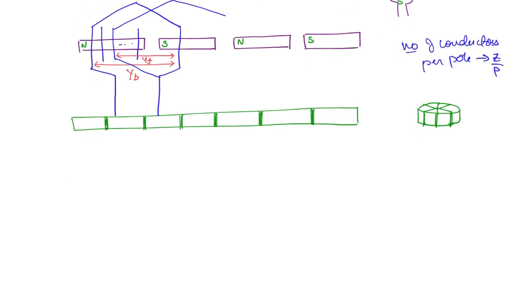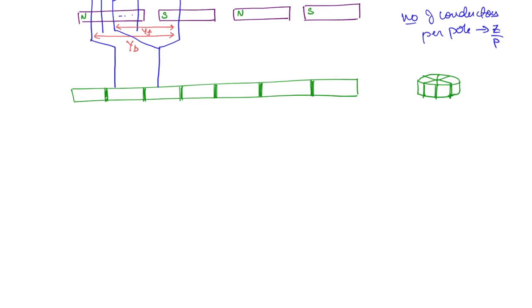Now one important point regarding the lap winding. What is that? The number of parallel paths in lap winding is equal to the number of poles, that is P, and usually the number of parallel paths you represent with capital A. So don't confuse it with amperes.